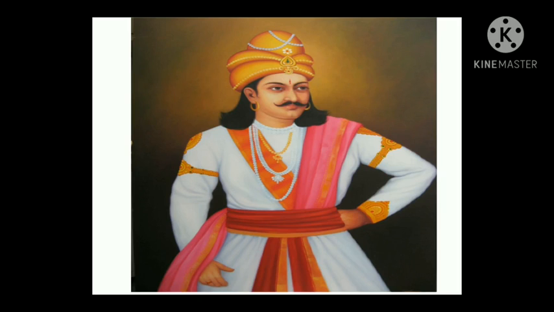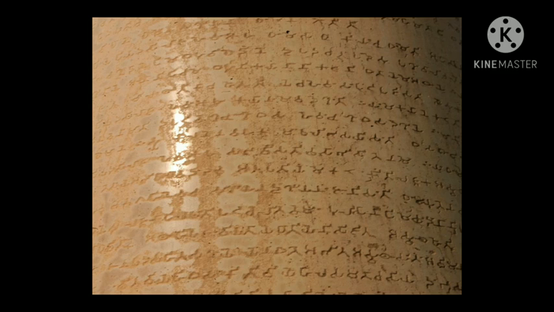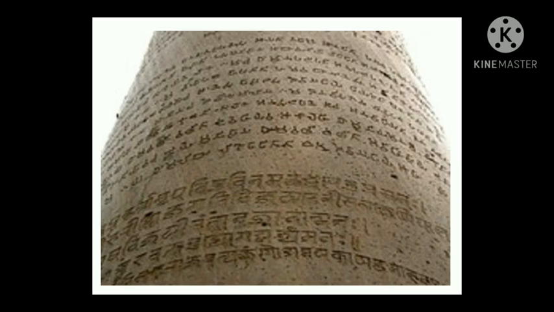In the previous chapters, we have already studied inscriptions, right? What are inscriptions? Inscriptions are writing engraved on a hard surface such as stone and metal. Ashoka's inscriptions were inscribed on pillars as well as rock surfaces. Most of Ashoka's inscriptions were in Prakrit, which you know is the language of the ordinary people, and they were written in Brahmi script.